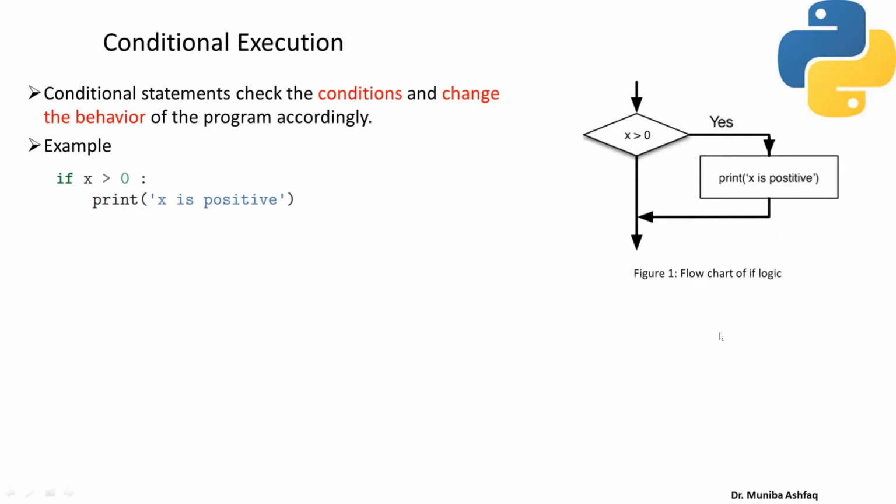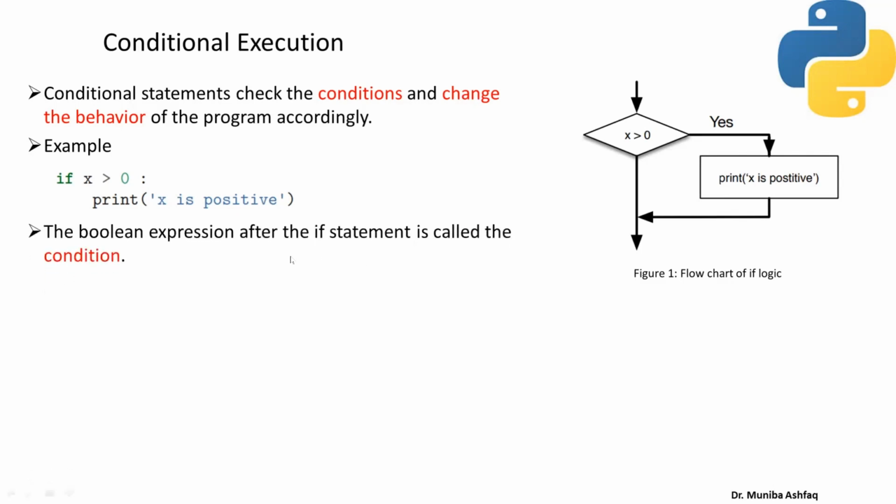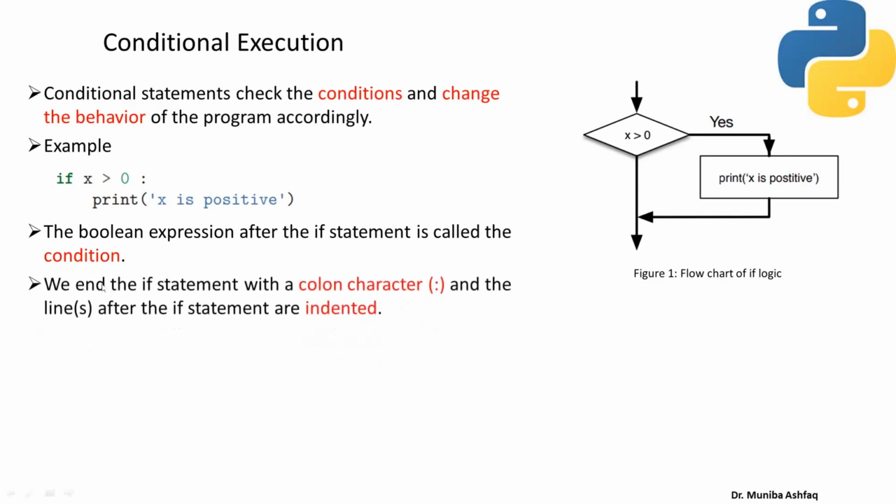So this is the flow chart, and you can see that we have this diamond shaped object which checks the condition. So if the condition is true, if the Boolean expression results in true or yes, it will print x is positive. Otherwise, we will move to the remaining part of the program. The Boolean expression after the if statement is called the condition. We end the if statement with the colon character, and the lines after the if statement are indented.